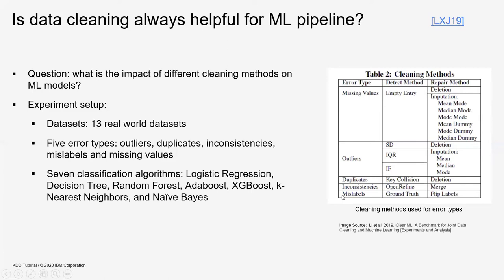And the final one is mislabels or noisy labels, wherein the detection method is, given some ground truth and assuming that your ground truth is gold standard, if your label does not agree with the ground truth, that is your detection method. And the repair method is to flip labels, which makes complete sense for binary classes. For multiple classes this is a little bit more involved, but we'll live with flipping of labels for now. Both the noisy labels part as well as detection and repair of inconsistencies, we will be talking about in a lot more detail in the same section.